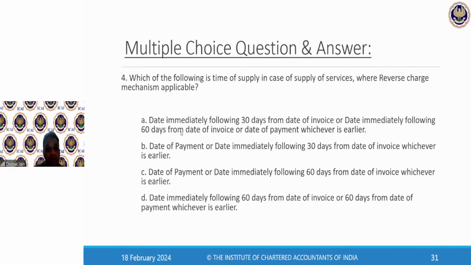Date of payment or date immediately following 60 days from the date of invoice, whichever is earlier. In D, the confusion is that date immediately following 60 days from the date of invoice is fine, or 60 days from the date of payment. It is not 60 days from the date of payment, it's just the date of payment. That is incorrect. So the correct answer is date of payment or date immediately following 60 days. Answer is C.